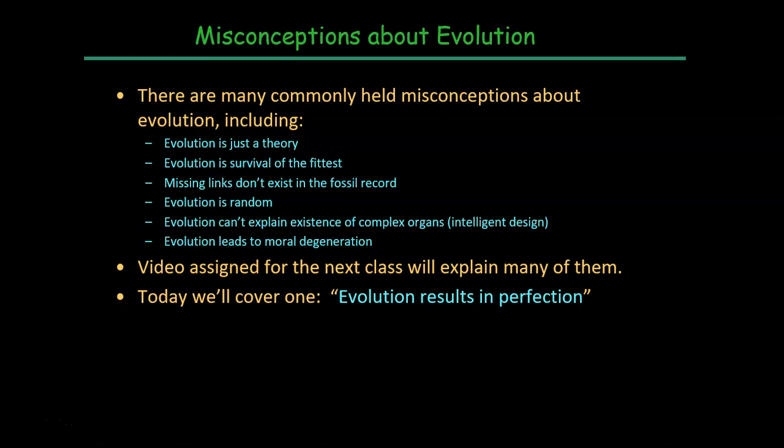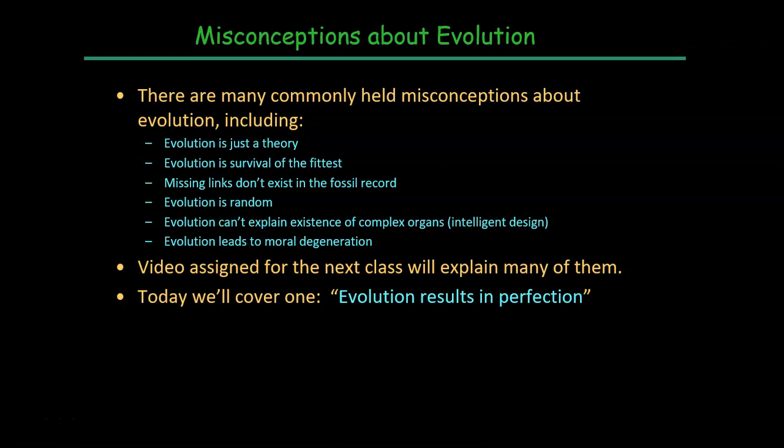Evolution does not lead to moral degeneration. People lead to moral degeneration when they take ideas and tools and technologies and stuff and oppress other people. So evolution itself isn't something that leads to badness. People lead to badness. Okay, enough said there.